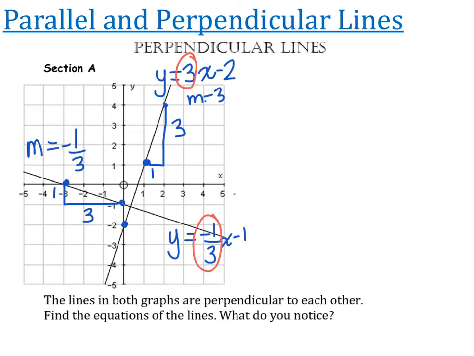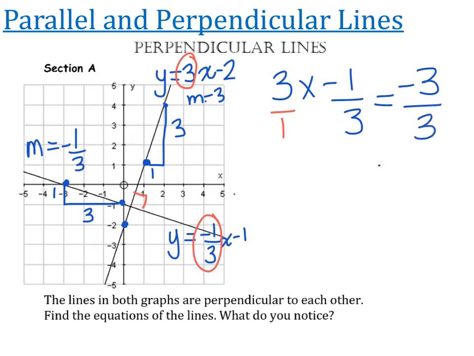So perpendicular lines, when they meet at 90 degrees, have a really cool thing about their gradients. If I multiply their gradients together, 3 from the top equation times minus 1/3, well, I can pretend that this is just 3 over 1, and when I multiply them, I get minus 3 over 3, which is minus 1. When you multiply the gradients of perpendicular lines together, you get minus 1.